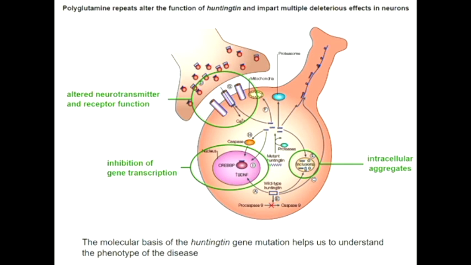And what it does is that all of those extra glutamines cause the protein to misfold. It causes the protein to form aggregates. Those aggregates start killing the neurons. They start disrupting synaptic transmission. They start messing with gene transcription. And it only takes one gene to make that misfolded protein to see the effect.